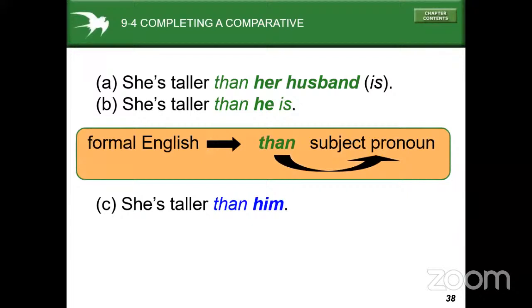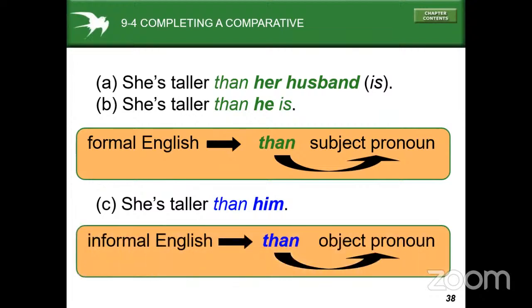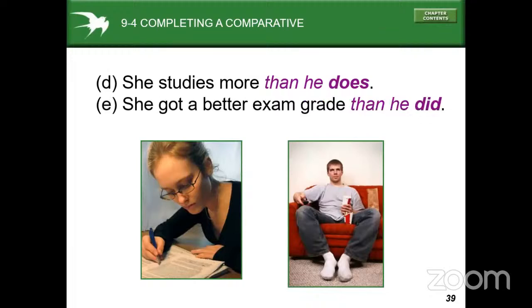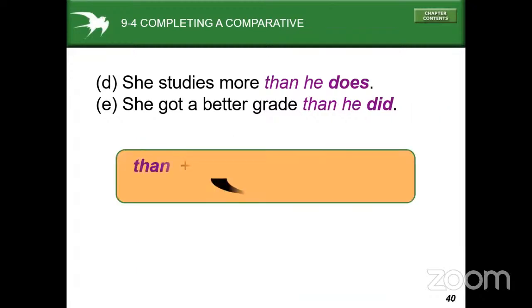She's taller than him. And in formal English, we use, of course, than, right? She's taller than him, we can say. In formal English, than plus object pronoun, like he is, right? She's taller than he is. She studies more than he does. She got a better exam grade than he did. And than plus subject in this case, than he, right?